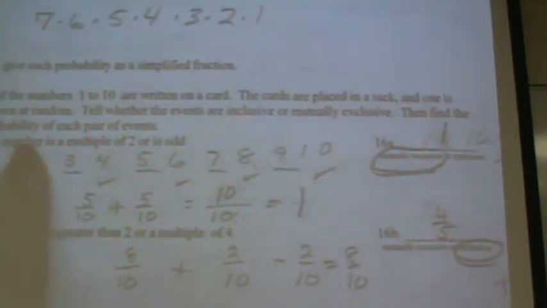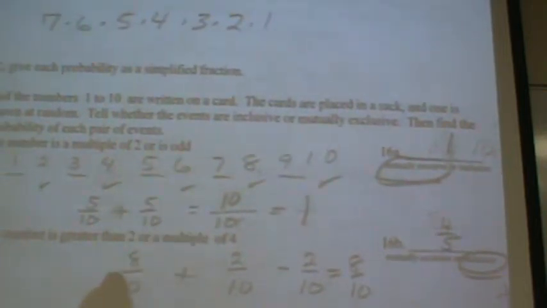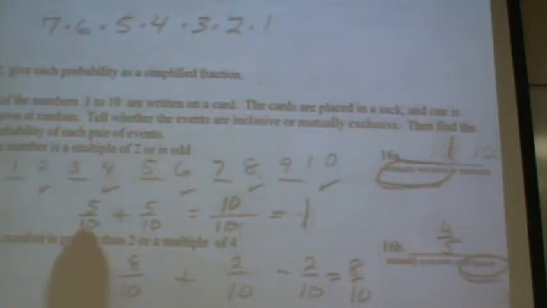So you do the probability of all the cards that are multiples of 2 plus the probability of all the odd cards. So there's 5 cards out of 10 that are multiples of 2, and there's 5 that are odd. So 5 plus 5 is 10. 10 over 10 is 1. So this is a 1.